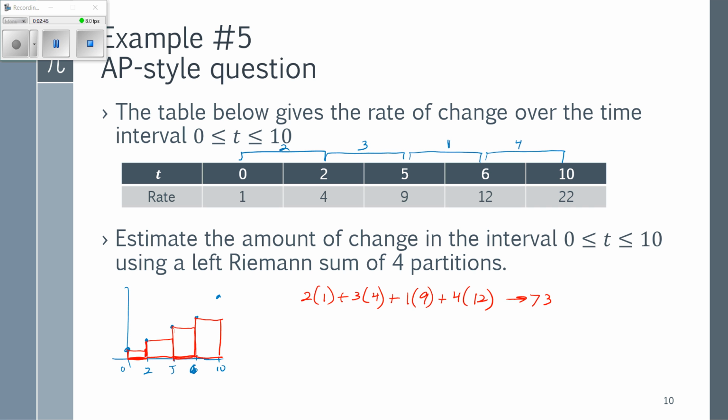You could have also been asked to do a midpoint Riemann sum with 4 partitions. I'm going to wait for a class example to do a midpoint Riemann sum with this, just because it's a little more complicated if they ask for a midpoint Riemann sum.